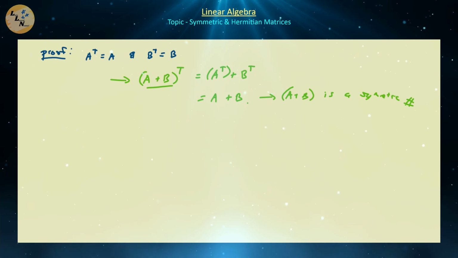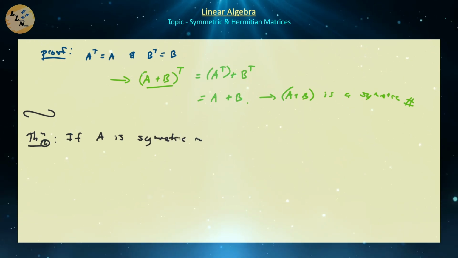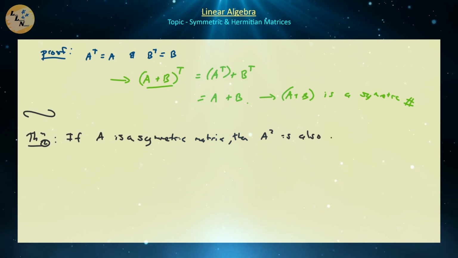So that theorem isn't too bad, and it's also going to come in handy in a couple of other theorems. So theorem 2. If A is a symmetric matrix, then A squared is also symmetric. And one should also be able to show that in order for a matrix A to be symmetric, it has to be a square matrix, right?